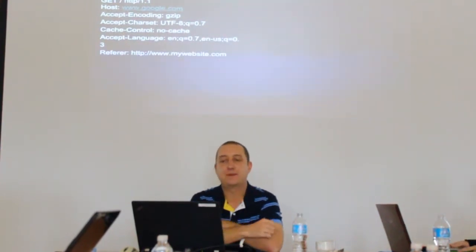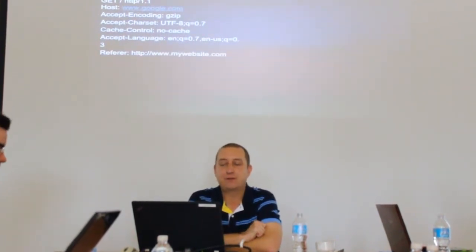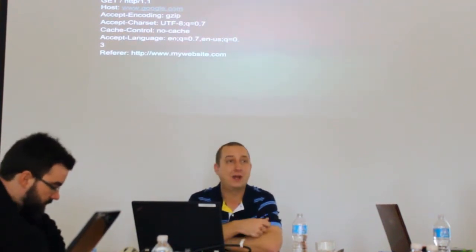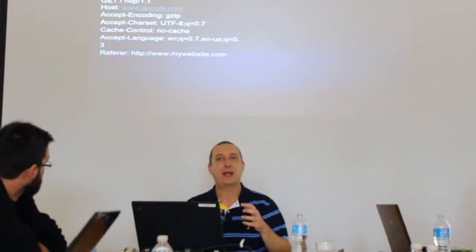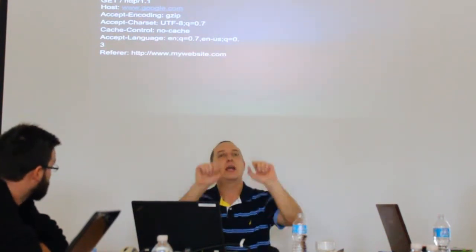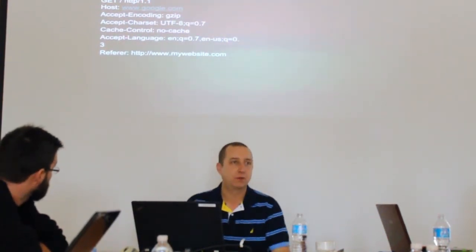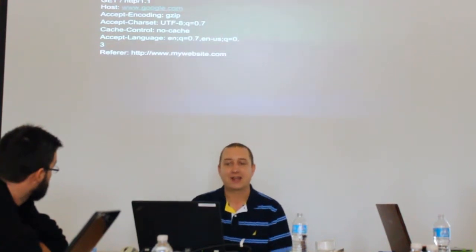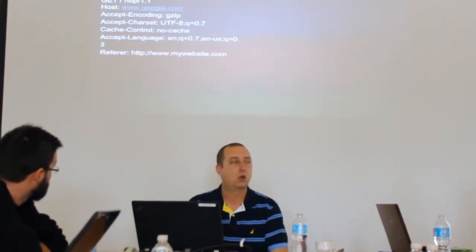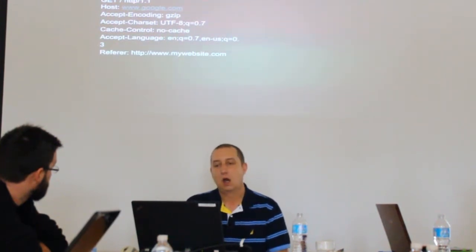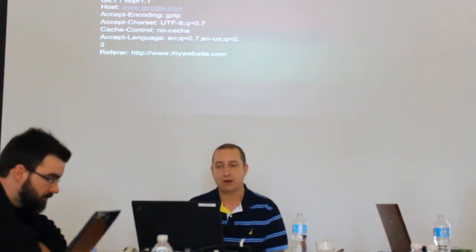The next line, Accept-Encoding, tells the web server what type of encoding the client can accept, and all the Accept headers are information that the client is telling the server: here's things that I can work with. The next line says, here's the character set that I accept, which is UTF-8, which most client browsers will use. Cache-Control is telling the server, I don't want any cache.